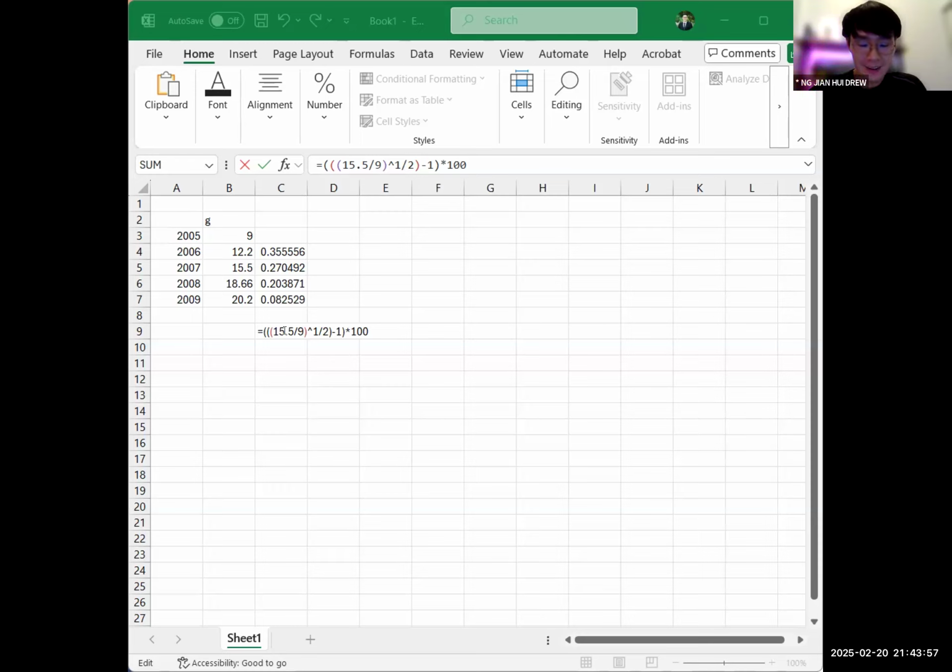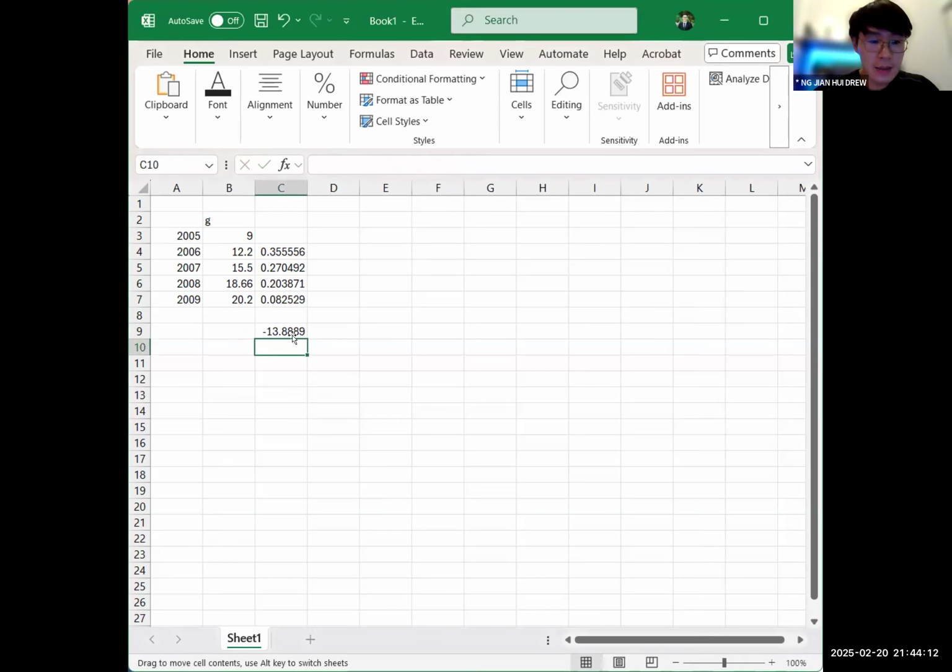Okay, everyone get that? Okay, so this is our CAGR. Let's wait. Okay, yeah, we need to put the bracket. Is there no other method?